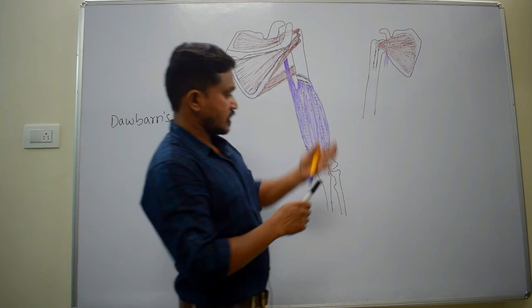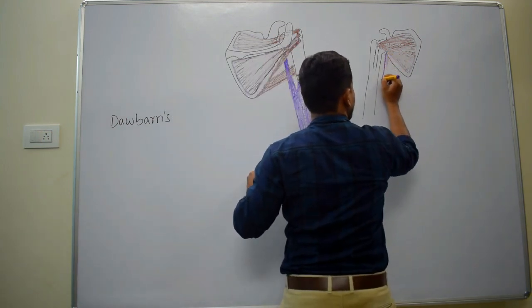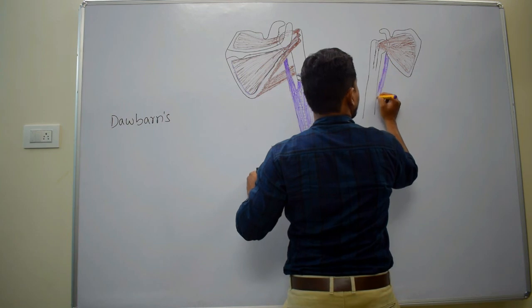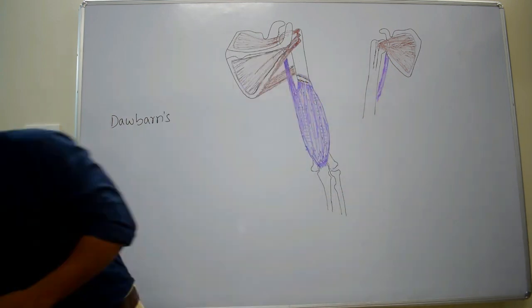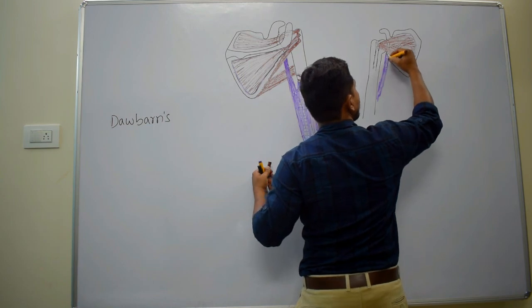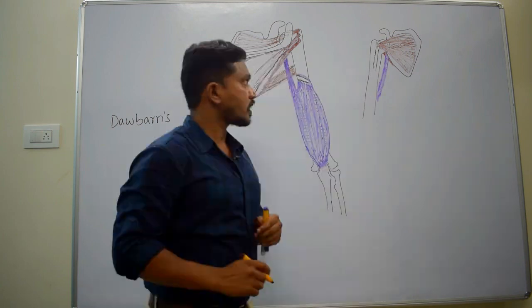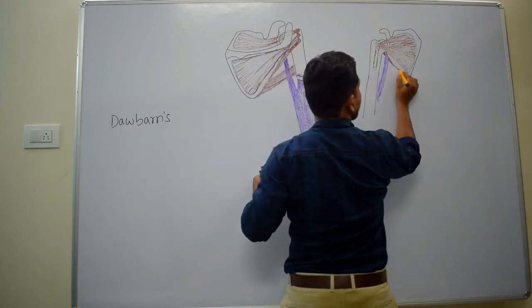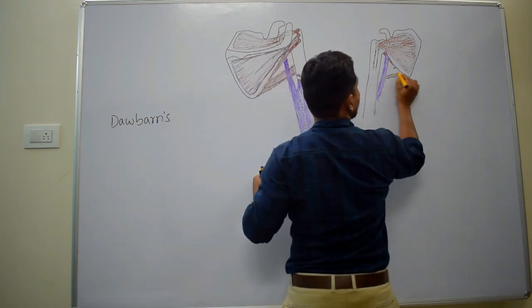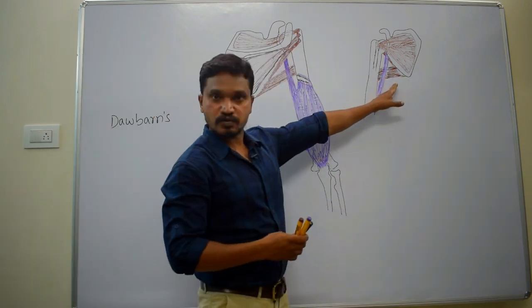If you draw the same structure here also, this is the long head of triceps. And we know that this is teres minor, and this teres minor will be going back. Because of that I cannot show you the insertion. And what is this muscle here? This is teres major. This is how the anterior view will be present.